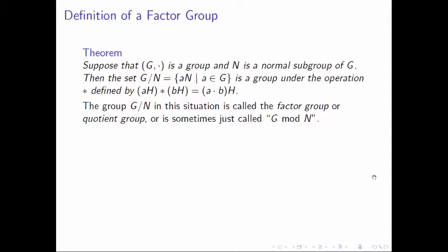That set of cosets forms a group under this new operation that we're going to call star, where we take two cosets, aN and bN, and you combine them by taking the representatives, a and b, and combining them under whatever the original group operation was, and then looking at that coset.